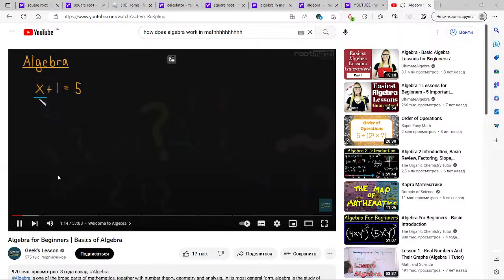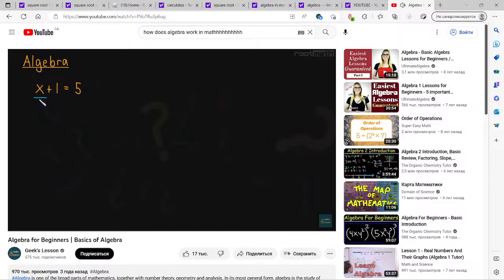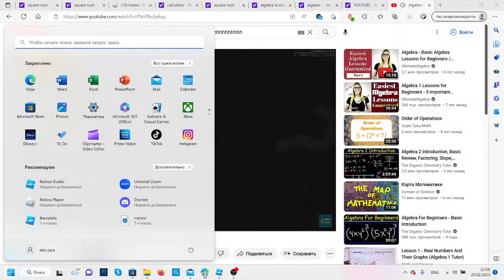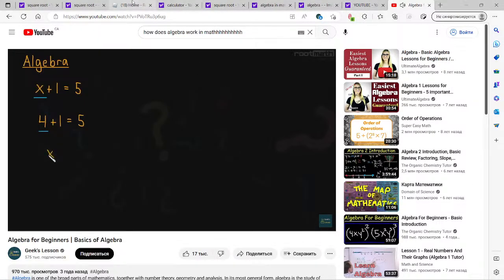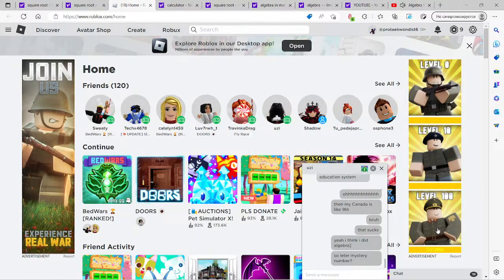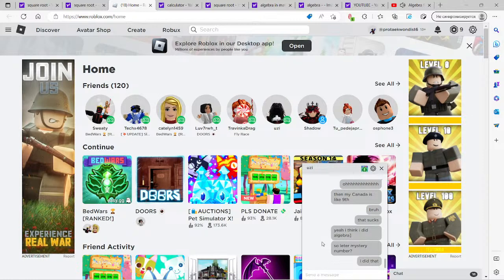Well, this example is not too hard. If in place of x in that equation we had 4, then 4 plus 1 equals 5. That's certainly true. So instead of that x, we need to put a 4. So what we say is that x must be equal to 4. And there we go. We've solved our first algebraic equation. We started with an unknown.